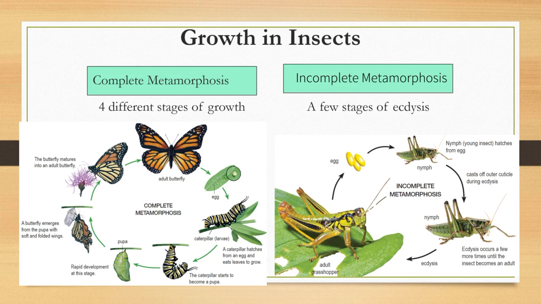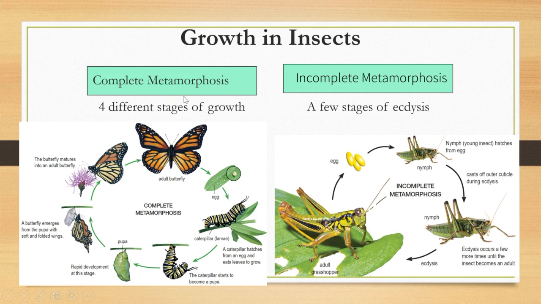In insects, they grow by two different types. The first one is complete metamorphosis, and the second one is incomplete metamorphosis. So what is metamorphosis? Metamorphosis refers to the transition of a young organism to the adult organism. So in insects there are two types of growth, called complete metamorphosis and incomplete metamorphosis.